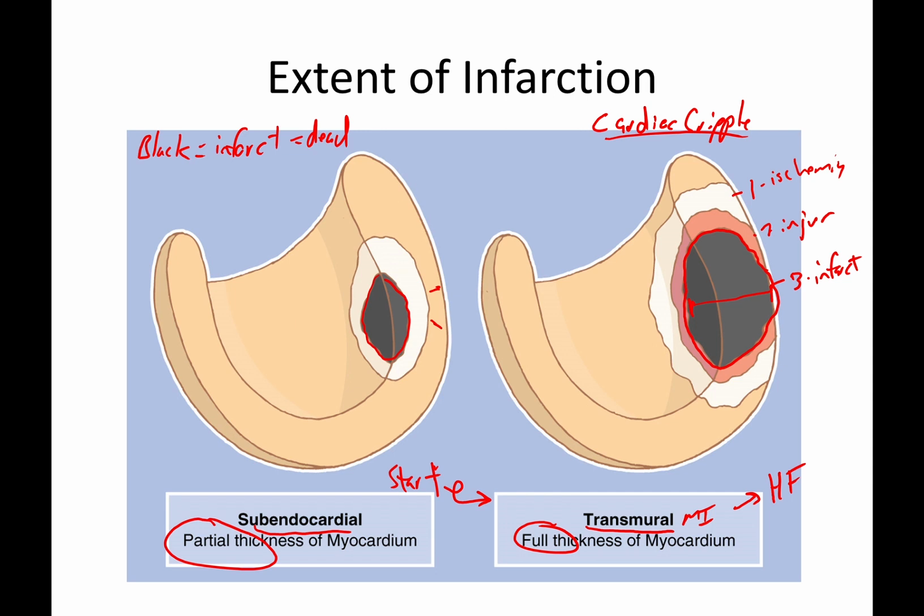So you can also think of these subendocardials as producing your ST depression and T wave inversions. Whereas your full thickness ones here will be your ST elevations. And then depending on how large the infarct becomes, you'll start seeing Q waves, which represent dead tissue.